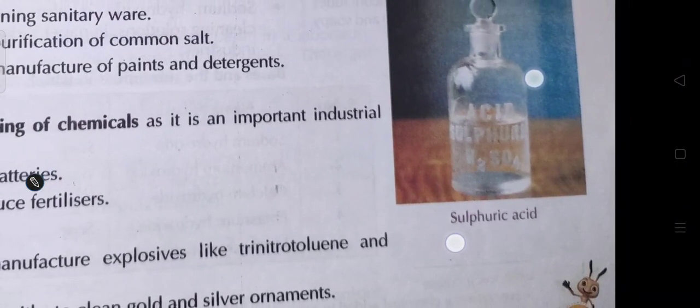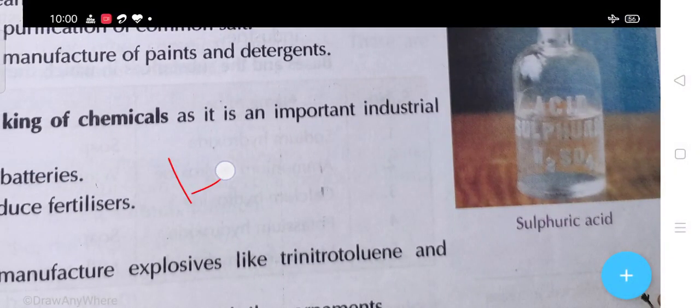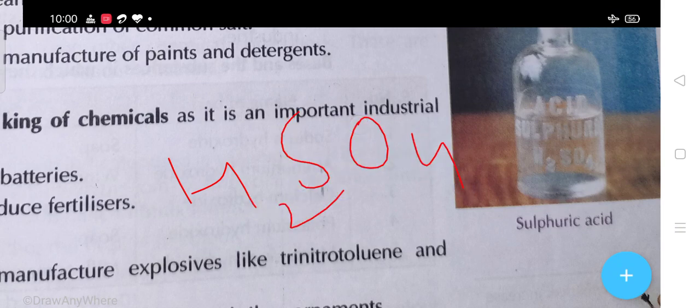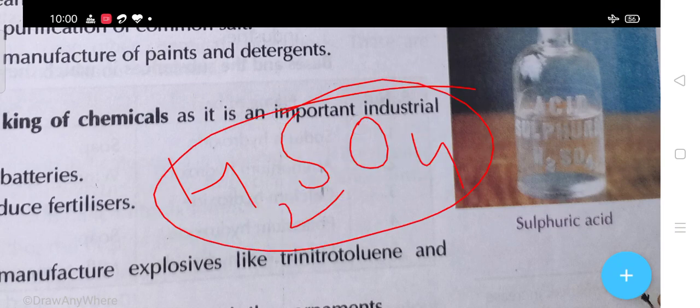This is sulfuric acid, H2SO4. H2SO4 is the formula of what? Sulfuric acid.